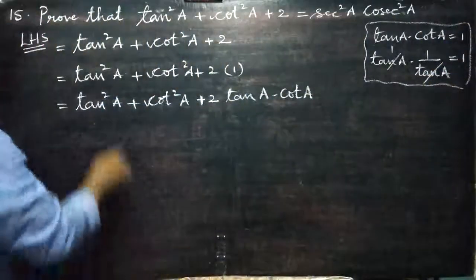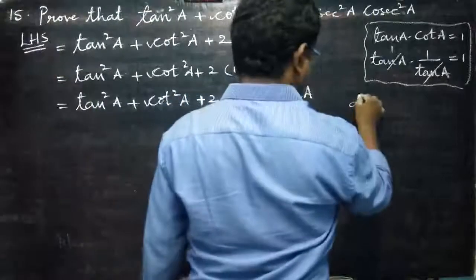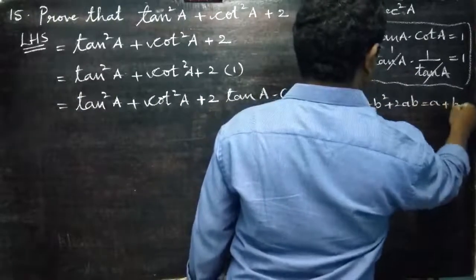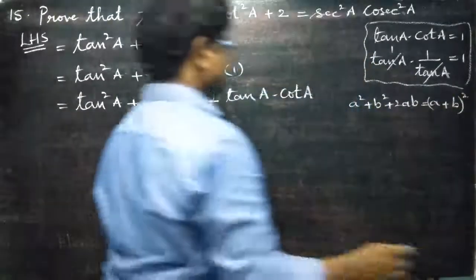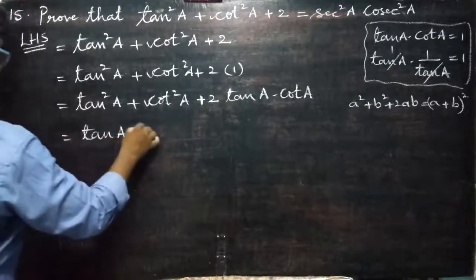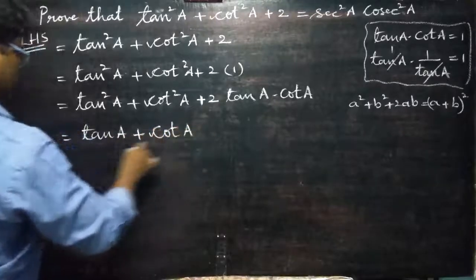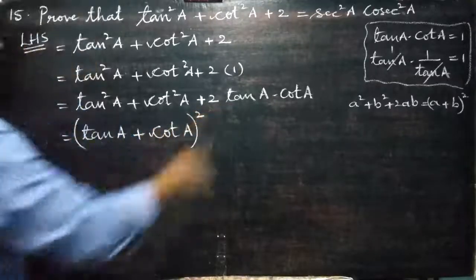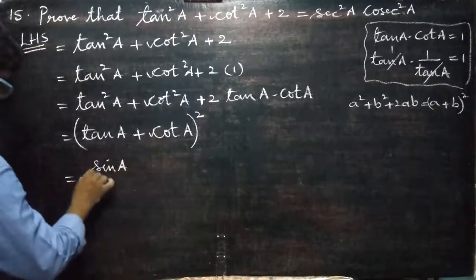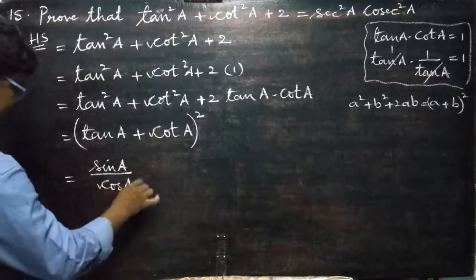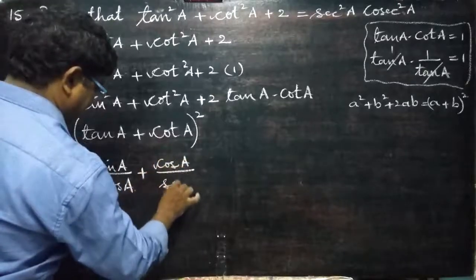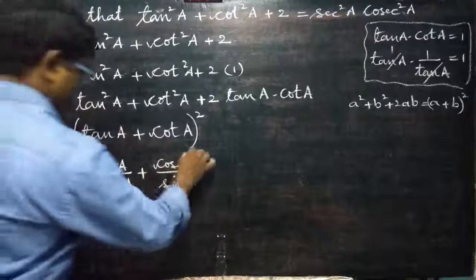Now it is in which formula? A square plus B square plus 2AB is equal to A plus B whole square formula. So we can write as tan A plus cot A whole square. Don't forget this whole square formula. Tan we can write as sin A by cos A plus cot A we can write as cos A by sin A, whole square. Don't forget this whole square.